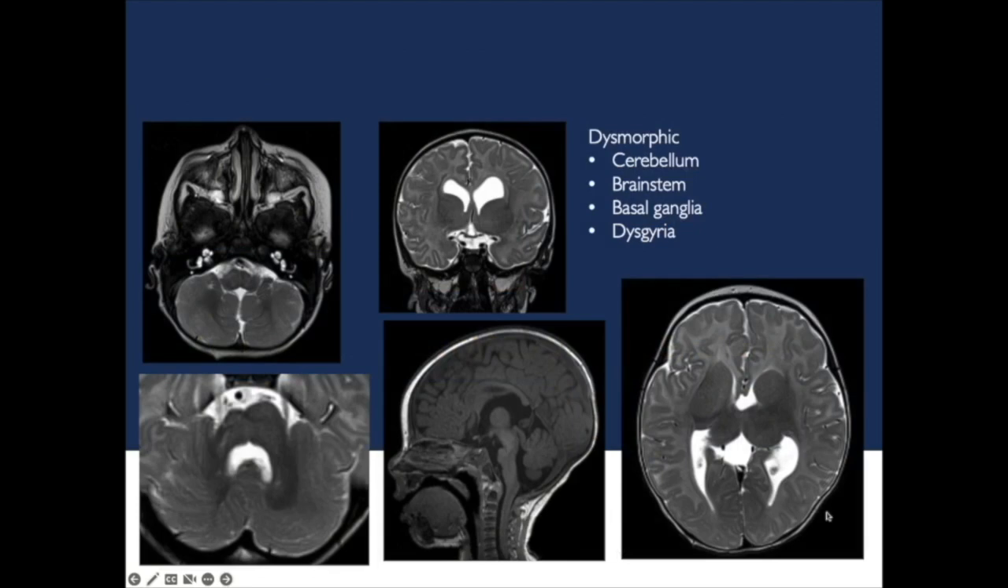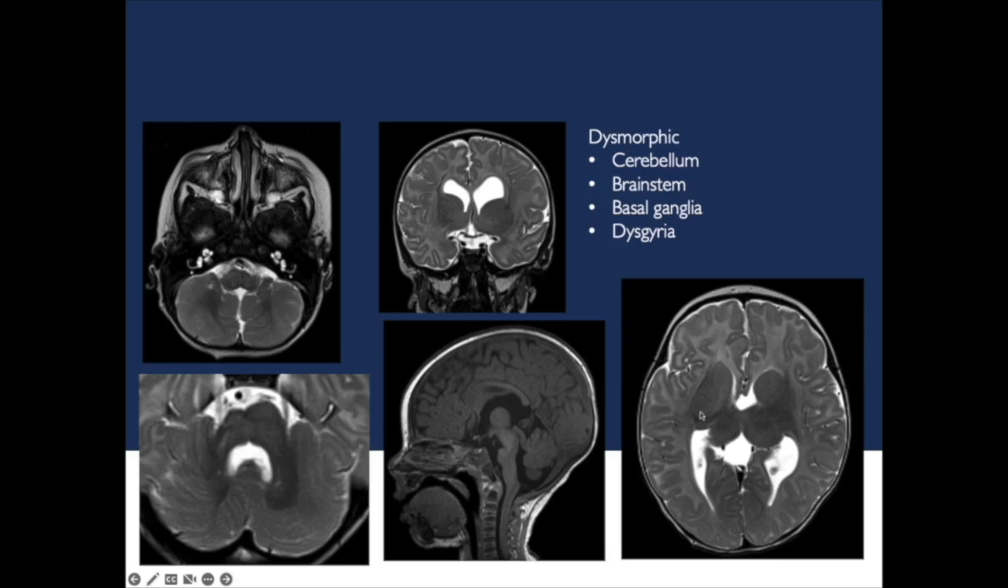So moving on to the next pattern, and again this is pretty straightforward. So we see a cerebellar dysplasia. It's asymmetric, just looks wonky, right? So you've got an asymmetric pons, you've got an asymmetric cerebellum. Supratentorially, we can see the basal ganglia look very abnormal, dysplastic, and they're partially fused.